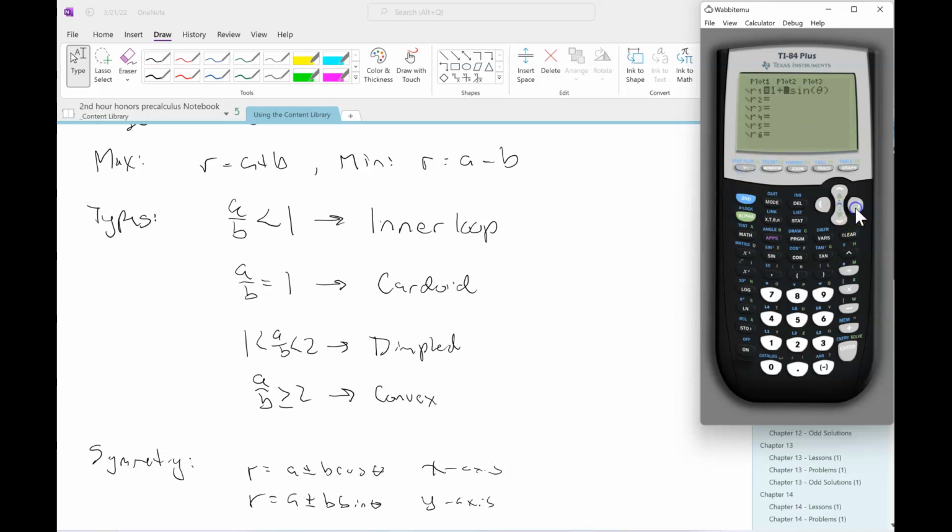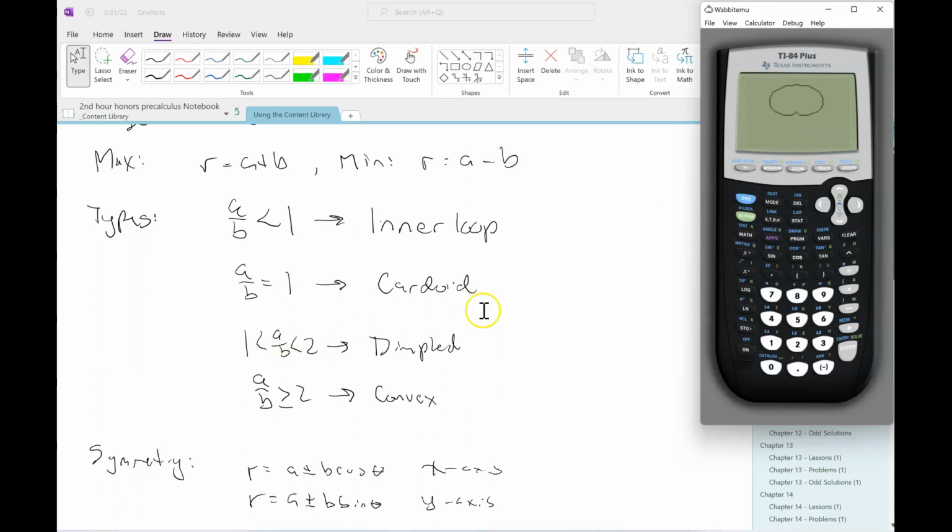I'll change this to 1 and 1. So that should be a cardioid. There it looks like a heart. Let me zoom in a little bit so it's easier to see. You can see it kind of made a little bit of a heart there. It's hard to see. I think if I do bigger ones, we'll make it more hearty. There we go. That looks a little hearty, doesn't it?